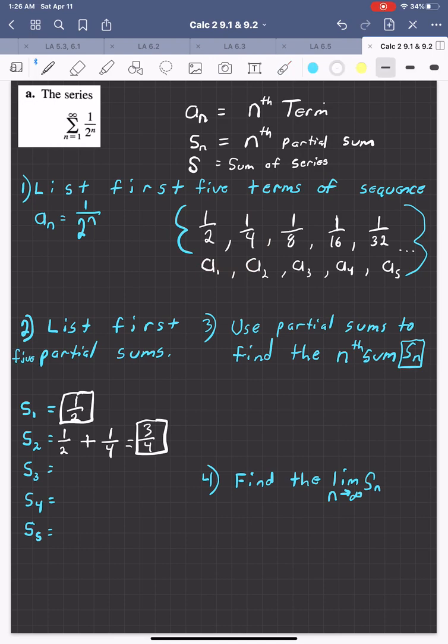Now, I'm going to keep going. S sub 3 would be 1/2 plus 1/4 plus 1/8. I think you're starting to see the pattern here. So in that case, a half plus a fourth plus an eighth is 7/8.